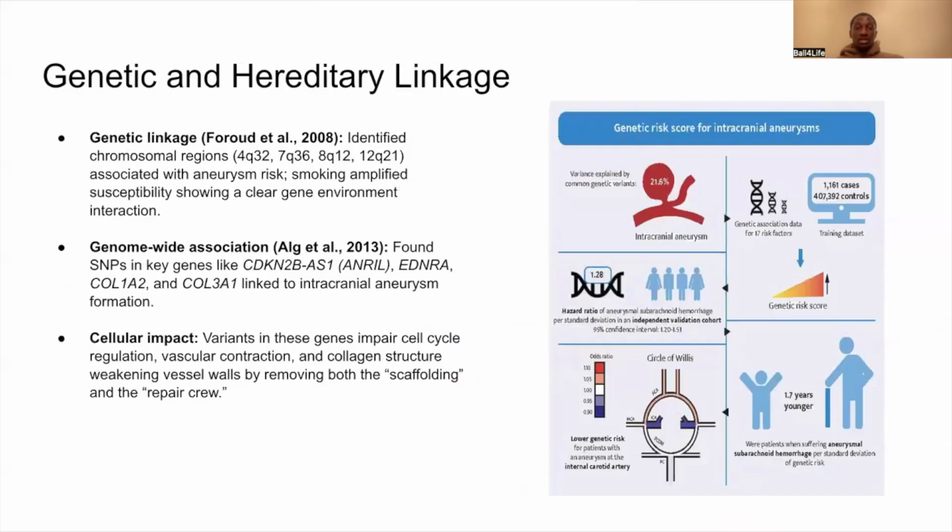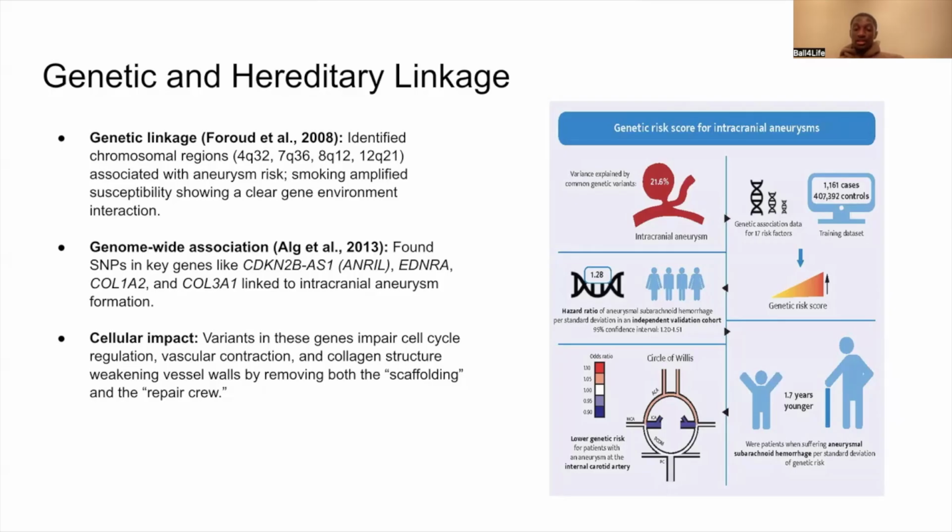An article published in 2008 by the American Heart Association was the first genome-wide linkage study using 192 families with multiple affected family members. From this, they identified four chromosomal regions being linked to aneurysm susceptibility. Interestingly enough, the study found that smoking amplified the genetic risk on chromosomes 4, 7, and 12, a clear example of a gene-environment interaction. In other words, having the genetic susceptibility alone wasn't enough. Environmental stress triggered the cellular pathways that led to aneurysm formation.